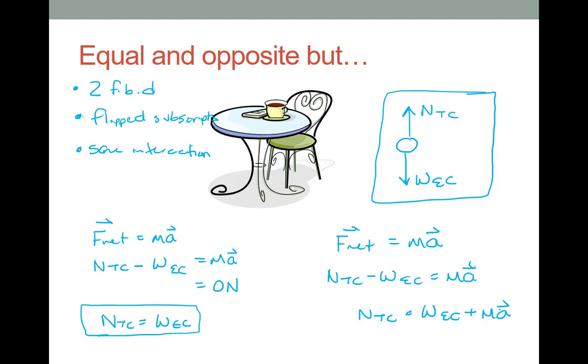Okay, the acceleration could be up or could be down, so it could be bigger or smaller. Only when the acceleration was 0 did our forces equal each other. Okay, our two forces are equal, yes, but they're not equal because they're a third law force pair. They're equal because of second law and the fact that the acceleration is 0.